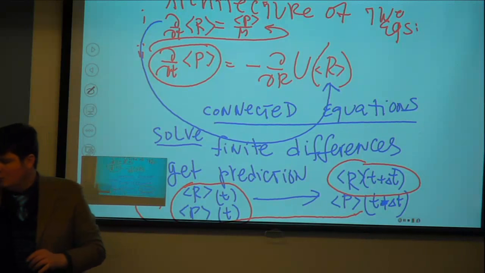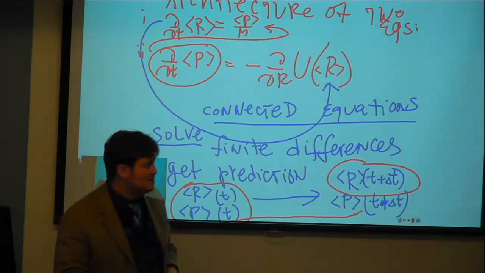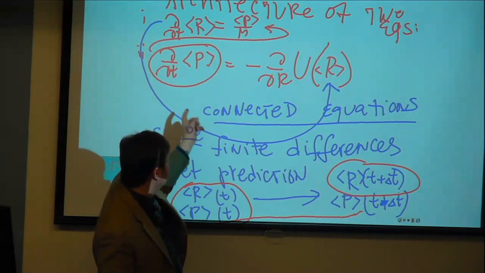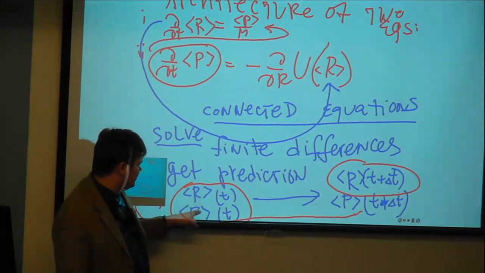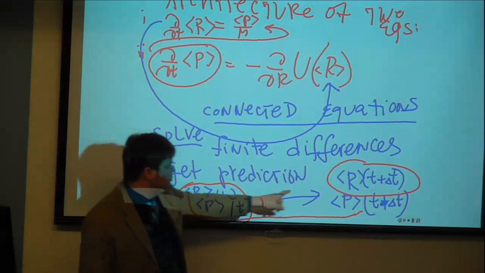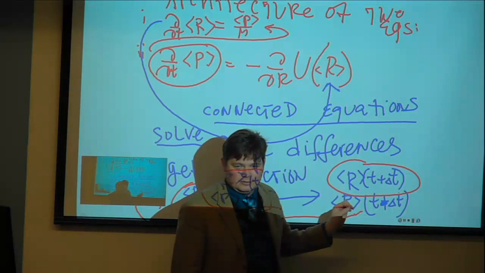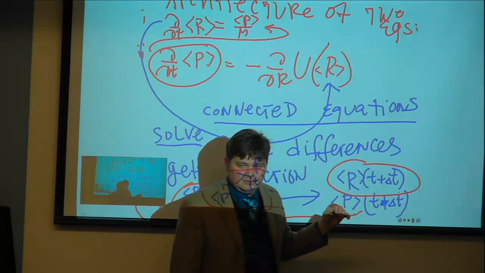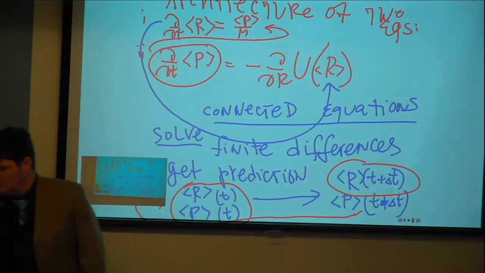What do I mean by propagating in time? If we numerically solve this equation, it means we are going forward from the value of these expectation values at time t to the value at time t plus delta t. Just make one step forward and then another step forward. So, stepwise propagation in time.